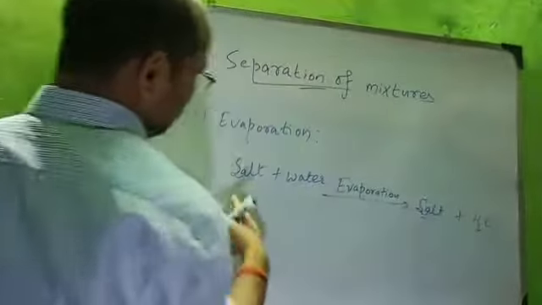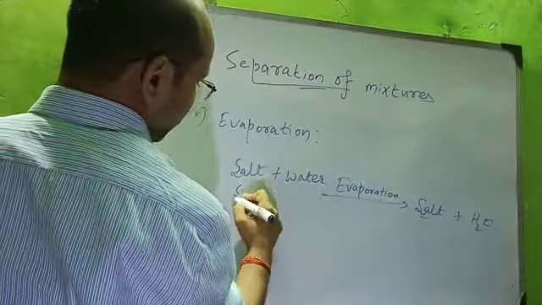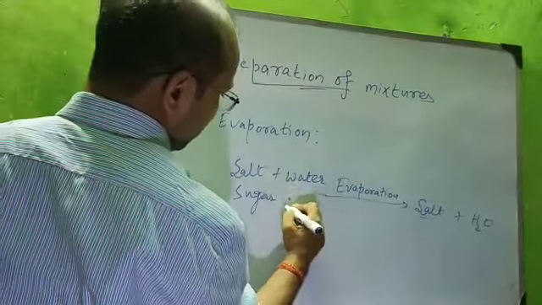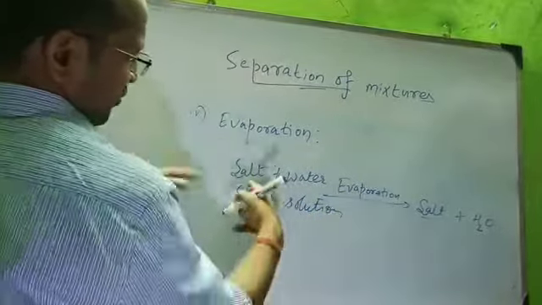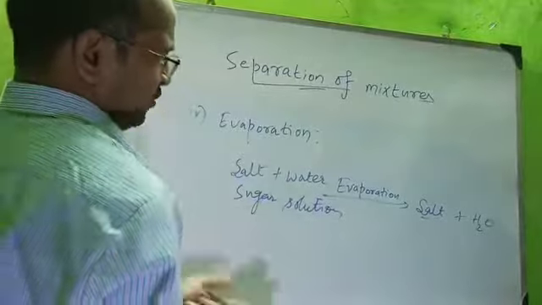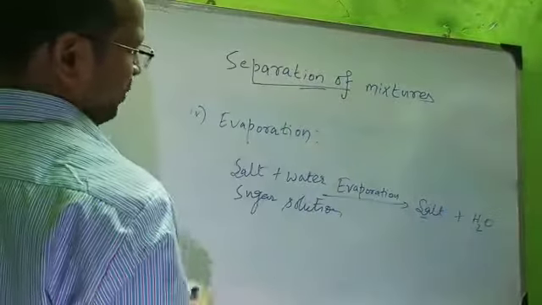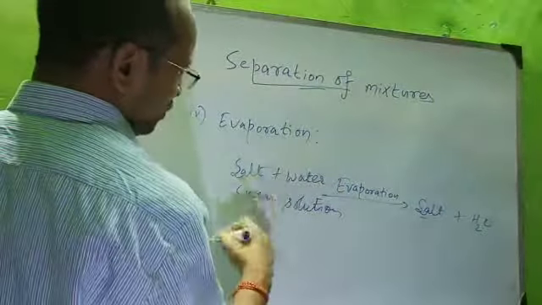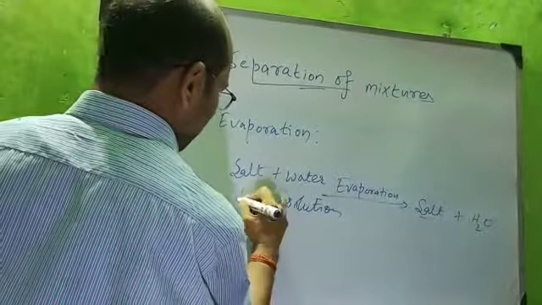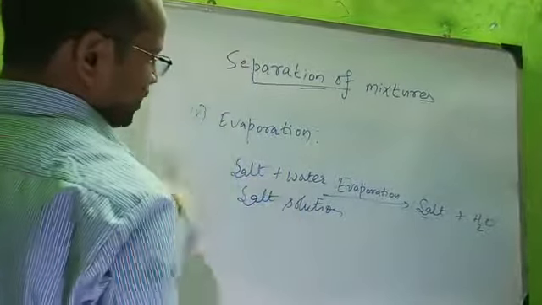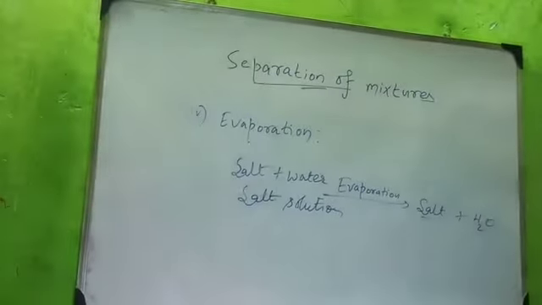Salt plus water is generally called a salt solution. If you make a salt solution by adding salt to water, and if you heat it so that the process of evaporation is faster, we can get salt back from the solution. It is called a salt solution since there is salt. If there is sugar, it is called a sugar solution.